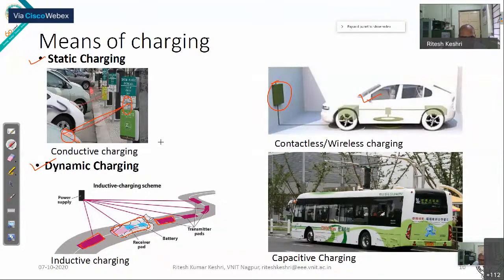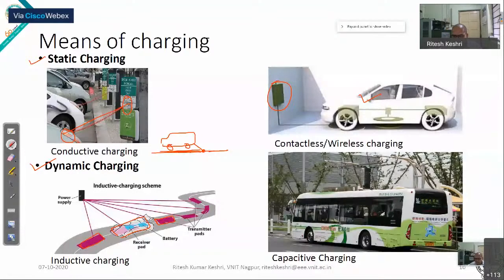There is also dynamic conductive charging. You have seen some YouTube videos in which the vehicle is running on the road and a pantograph comes down and is connected with the rail. So this is conductive dynamic charging. The truck is continuously getting charged from the rail on the ground. So this is conductive dynamic charging, and this is wireless dynamic charging.